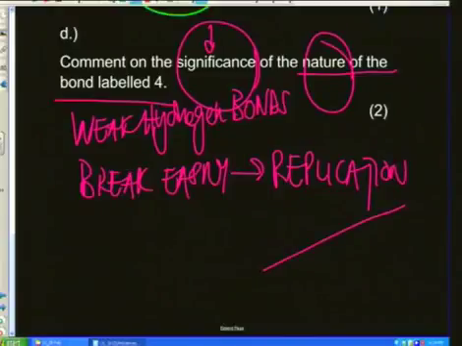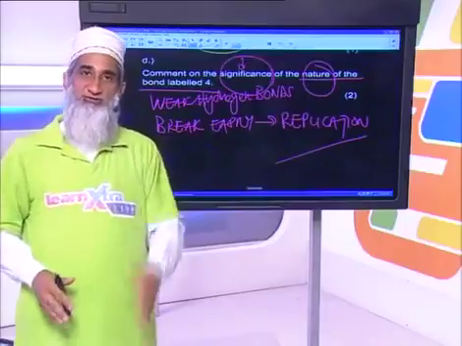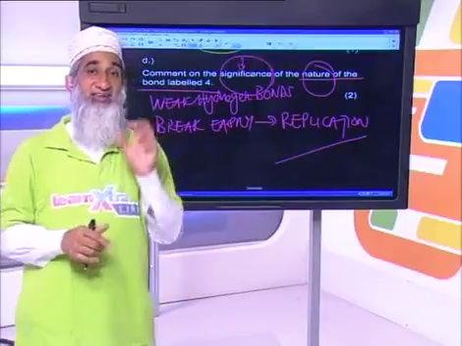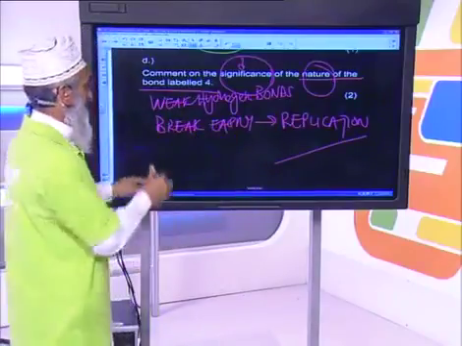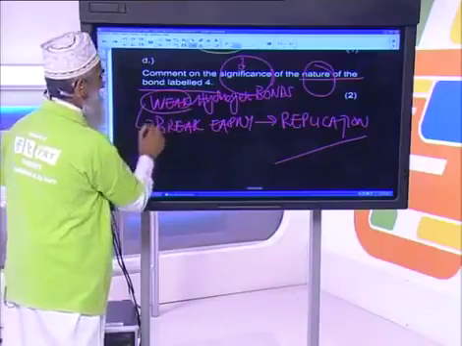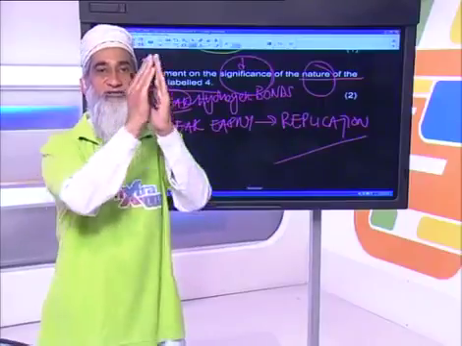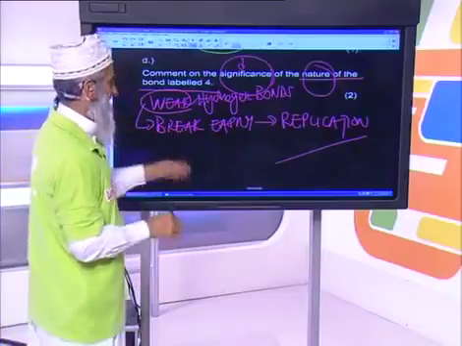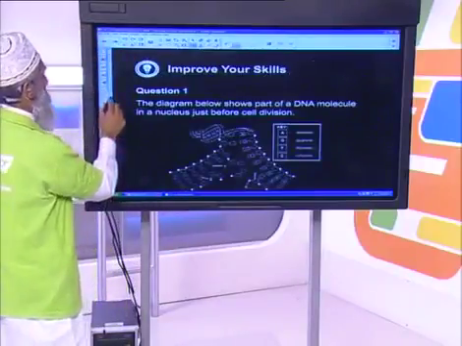Simple. Look at the question. If it's standing there staring at you, comment on the significance of the nature of the bonds labeled so and so. There's only one bond in a DNA molecule that we talk about for our study purposes, and that is the weak hydrogen bond. And the word weak is important there. The fact that it's weak means it is easy to break this bond when replication takes place. That means when this double strand separates into 2, it can reform again after replication. I'm hoping we're all on the same page there.